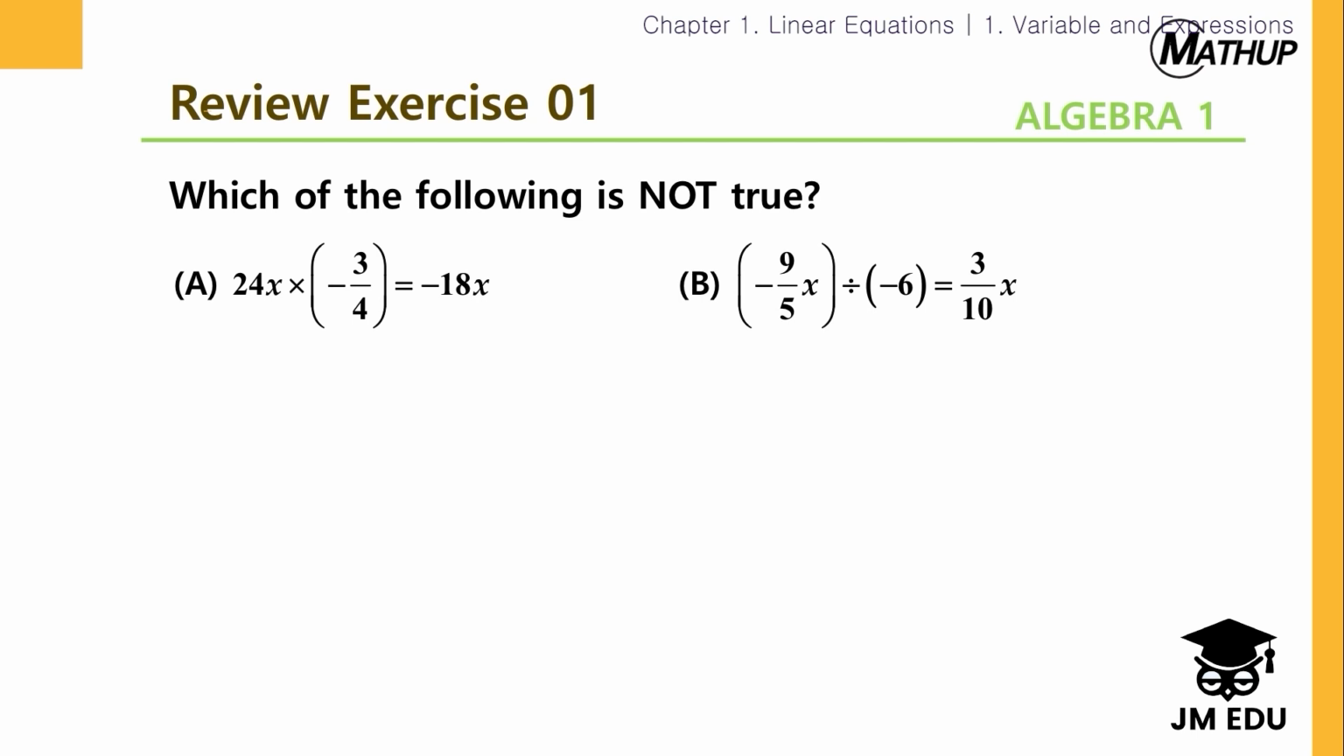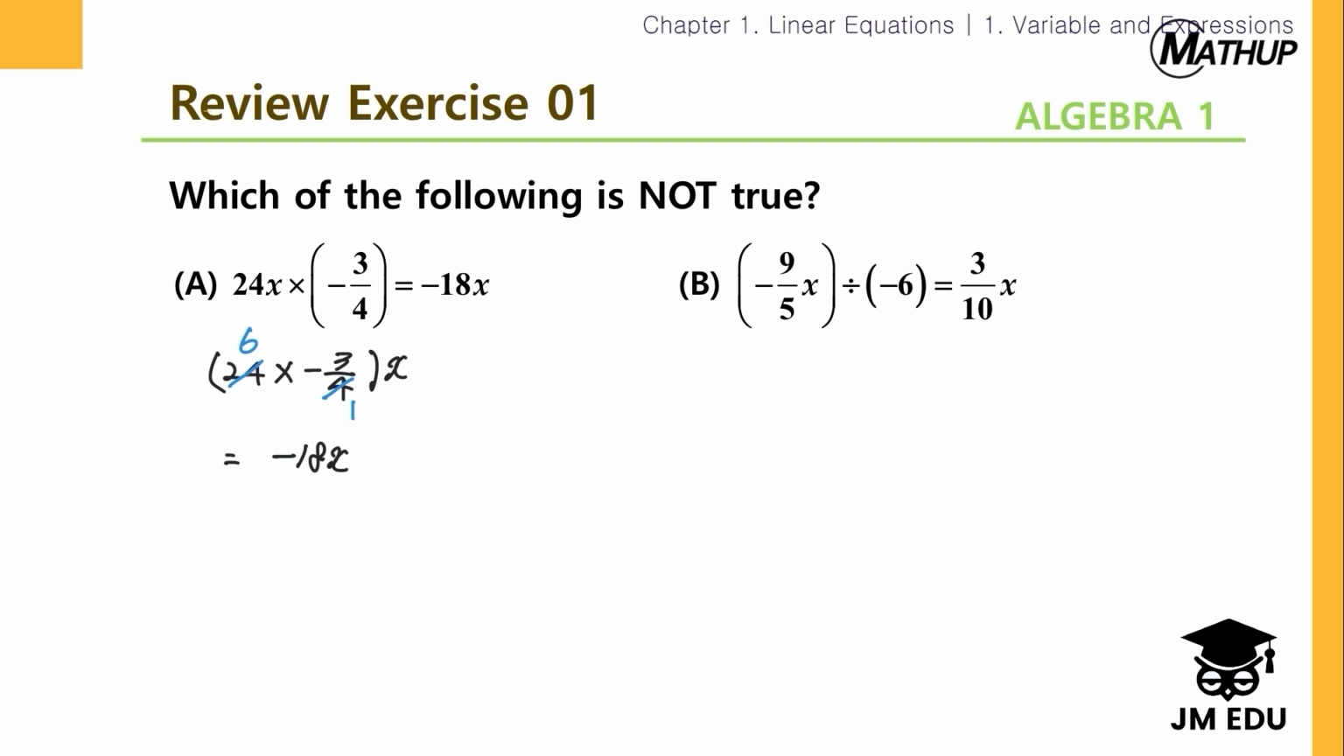So let's try this. 24x times negative 3 over 4. What we're going to do is multiply the numbers first, right? So 24 times negative 3 over 4, and write the variable x. So 4 times 1 is 4. 4 times 6 is 24. So 6 times negative 3, that is equal to negative 18x. So A is true. Part B.